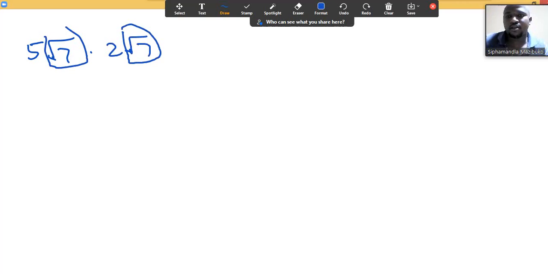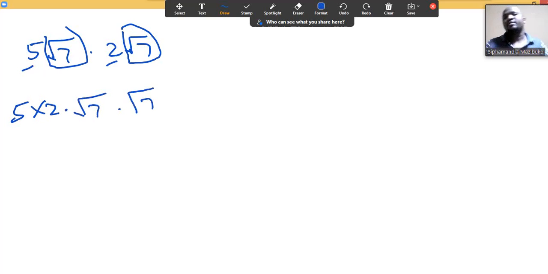And here we have another one. We have 5 root 7 times 2 root 7. Okay, since we have this root 7 here and root 7 here, we know that root 7 times root 7 is 7. So we just multiply 5 and 2, so that would be 5 times 2, and then multiply by root 7 multiplied by root 7. Root 7 times root 7 is 7.